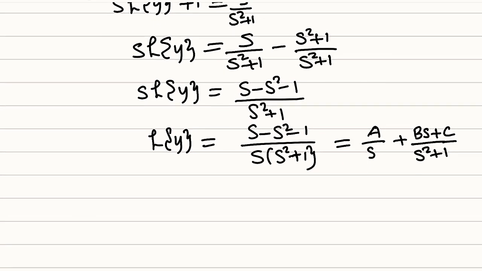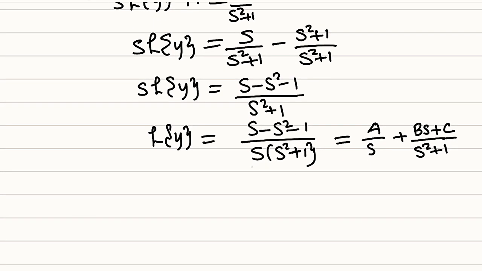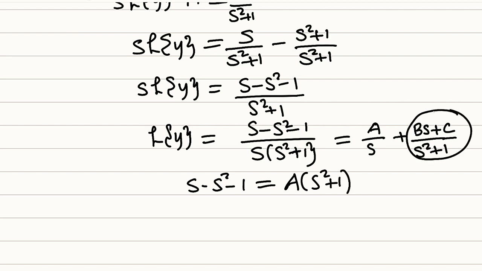All right. So let us clear the fractions by multiplying each term by s multiplied by s squared plus 1. If you do that to the left, you have only the numerator s minus s squared minus 1. And to the right, take this multiplied by this, s will cancel s, leaving only a multiplied by s squared plus 1. Do the same thing here. Take this multiplied by this. s squared plus 1 will cancel s squared plus 1, leaving s multiplied by bs plus c.